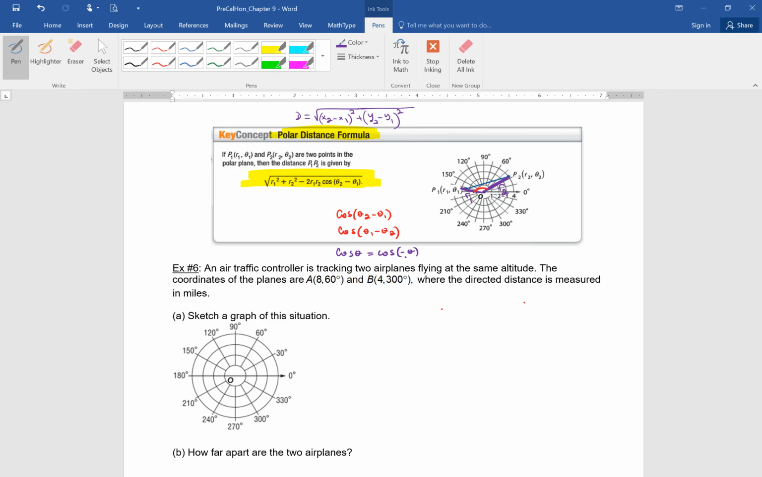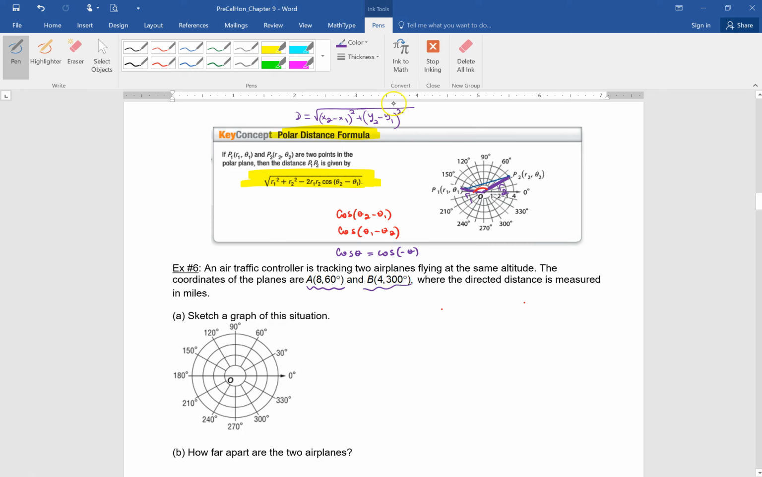Come back. All right. An air traffic controller is tracking two airplanes flying at the same altitude. That's important because if they're flying at the same altitude, they could potentially crash. The coordinates of the planes show that you could do all of this in 3 dimensions as well. Give it some height, that's when things get really interesting. Then there's a phi in there. So, an air traffic controller is tracking two airplanes. The coordinates of plane A are this, and plane B are this.